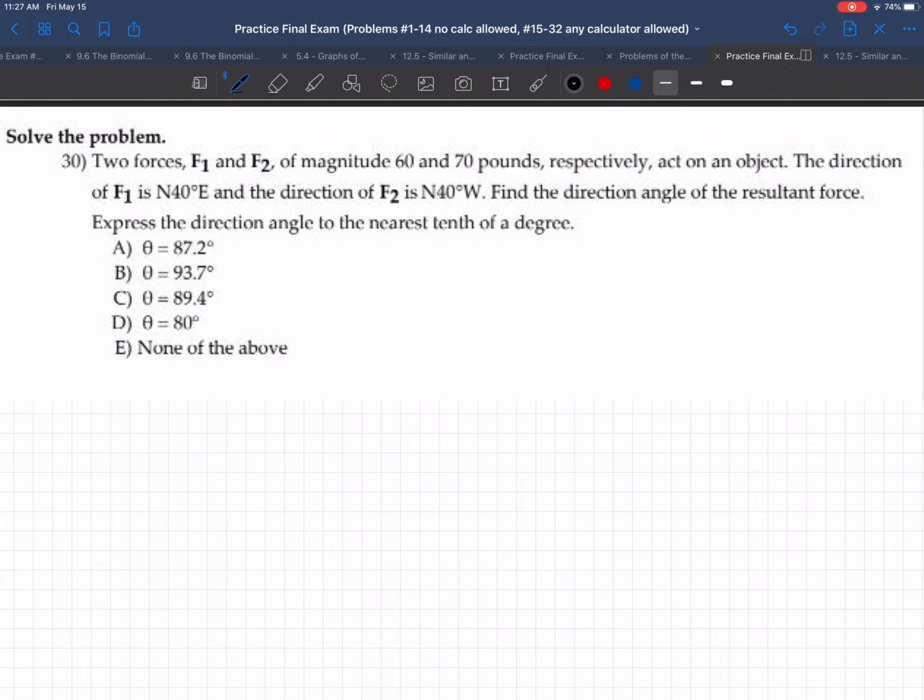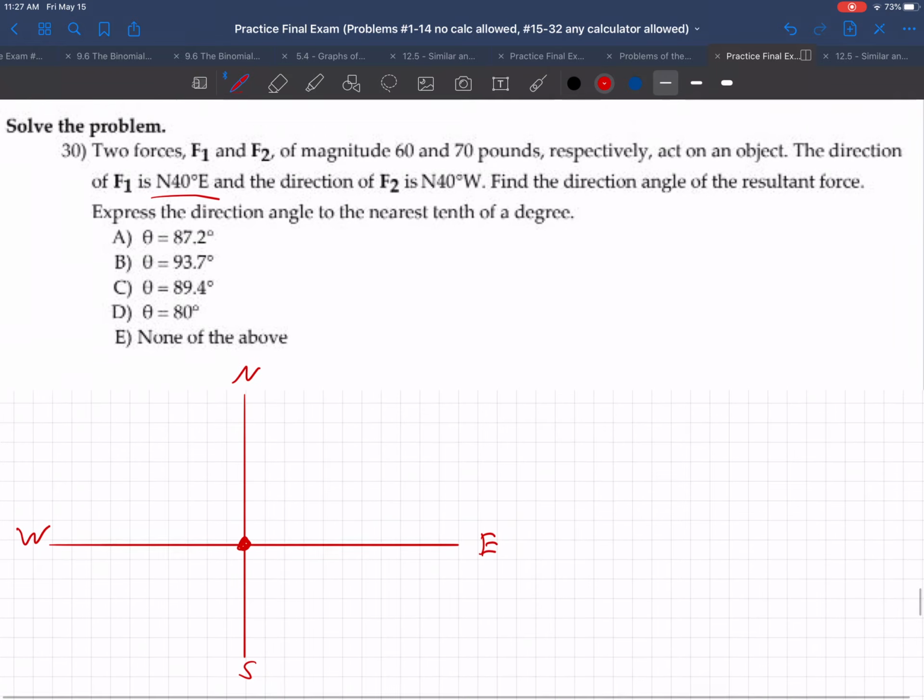All right, this is not a simple question. So we have two forces. Let's start with a little axis system. Whenever they give us these directions, north and east and degrees, it's best to have an axis system. So we'll put the object right here at the center. There's our object. One of the forces is acting north 40, remember, north, south, east, and west. So it's acting north 40 degrees east.